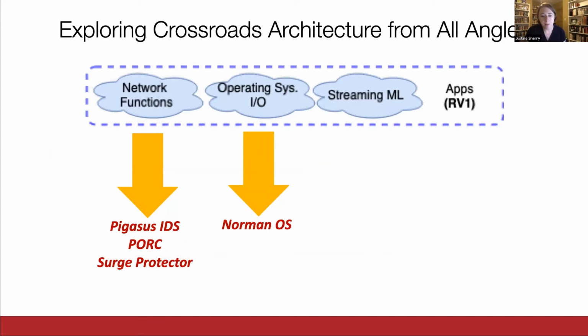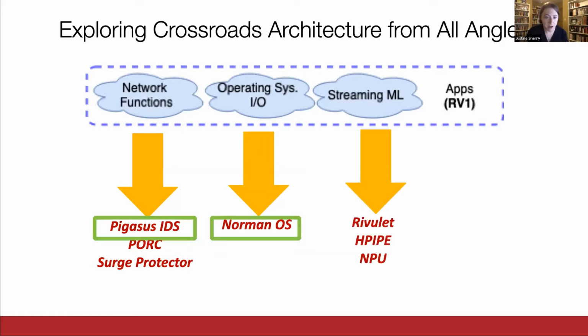So today I'm going to talk about two sets of systems: the Pigasus IDS and the Norman operating system. For the machine learning applications, I'm going to refer to the talks by my colleague Vaughn Betts, who's an expert in accelerating ML using hardware. Instead, I'm first going to give an overview of Pigasus, then an overview of Norman, and then we'll do a very brief recap to compare and contrast how Pigasus and Norman use the FPGA and what future work is in store for these projects.